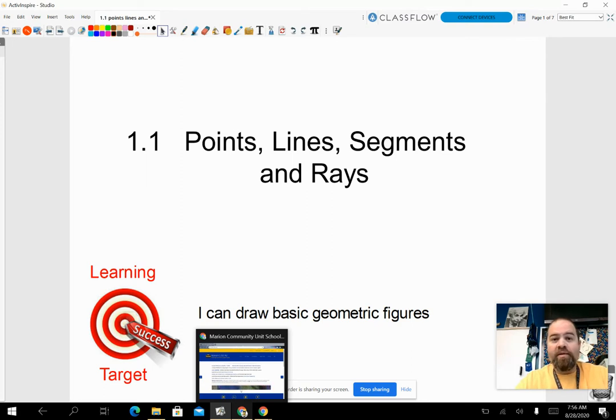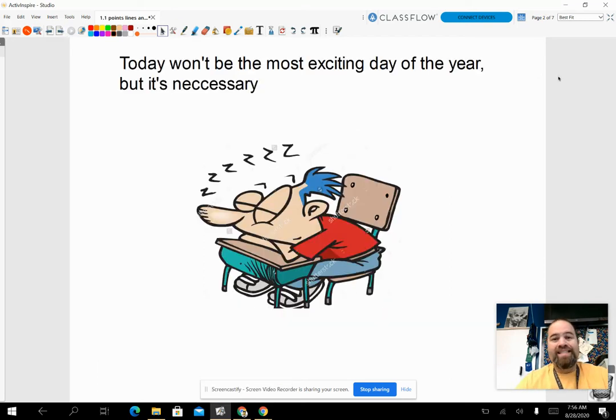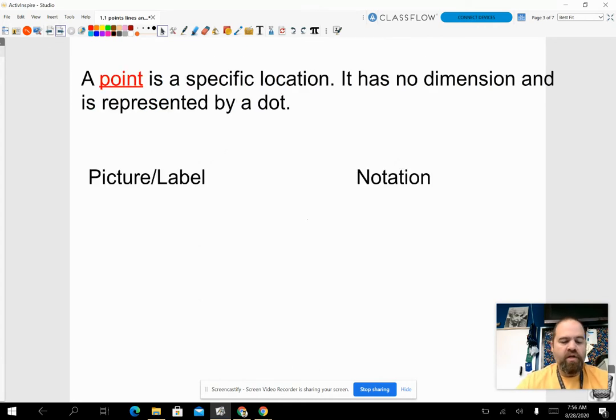Points, lines, rays, and segments. These are the basic foundation things for geometry. All right. This isn't going to be the most exciting thing in the world, but unfortunately, we kind of need to do it to do some of the more interesting stuff.